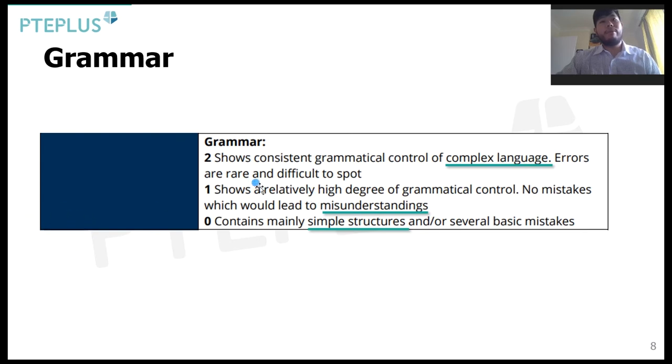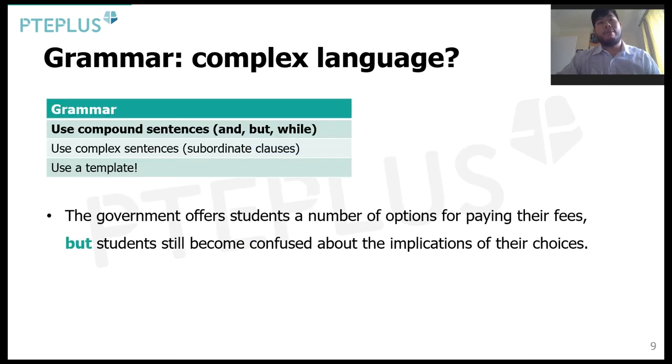In terms of grammar, there are a total of 2 marks allocated for grammar. You get 2 if you show consistent grammatical control of complex language. Errors are rare and difficult to spot. So pretty much make no mistakes and you get 2. If you make some mistakes, but small mistakes that would not lead to misunderstandings, you get 1. But if you have many simple structures or several basic mistakes, then you get 0 for grammar.